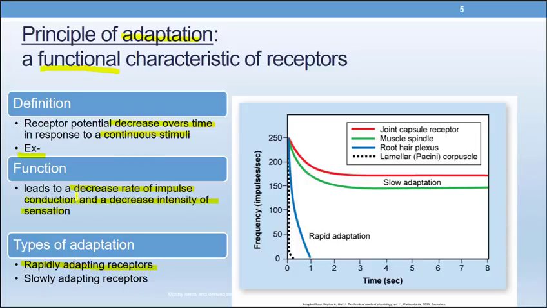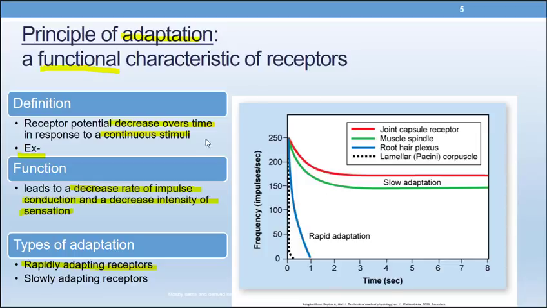Now, that would hopefully help you understand the function, which is that decreased rate of impulse conduction will lead to a decreased intensity of sensation. And so this happens when you've got earrings in, because your receptors have adapted, there's this reduced rate of impulse conduction, and so you experience a reduction in intensity of that sensation.